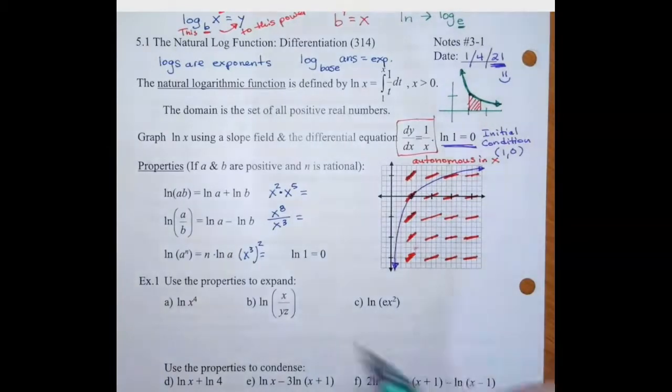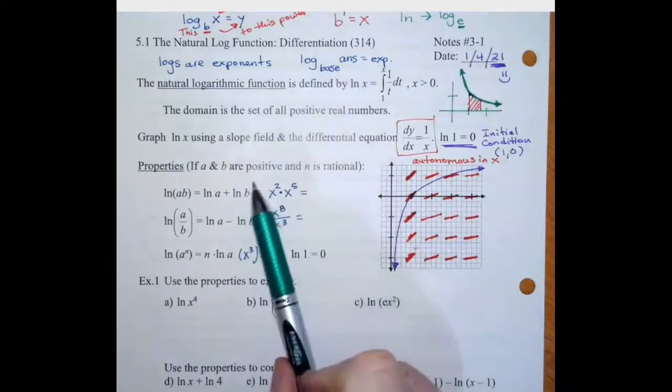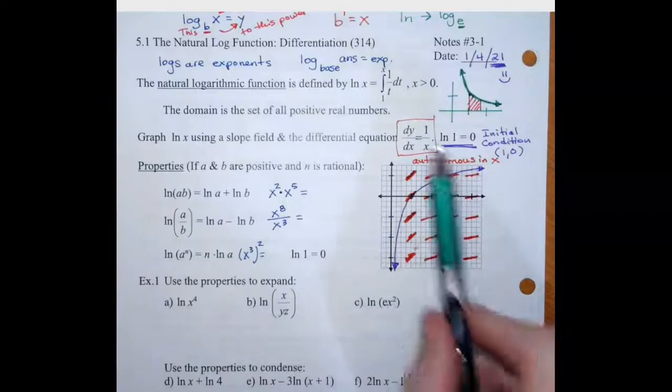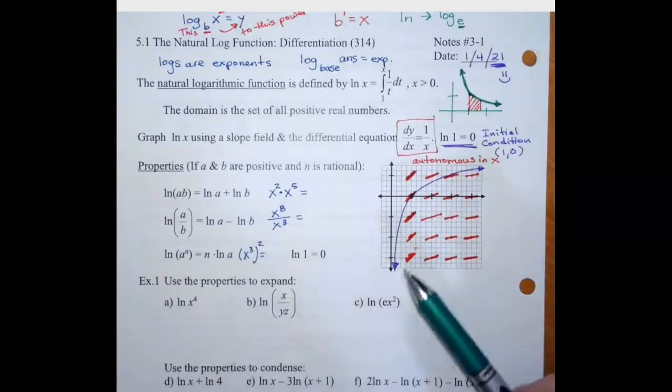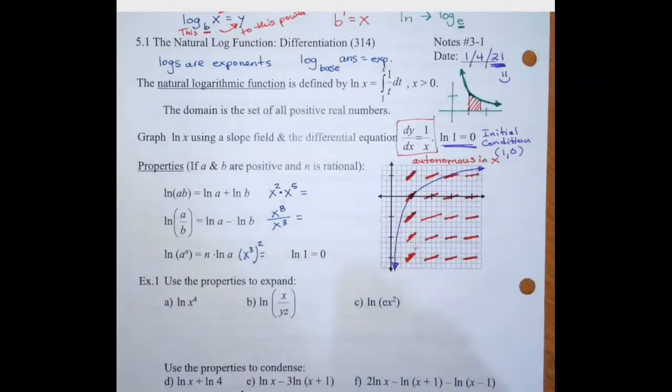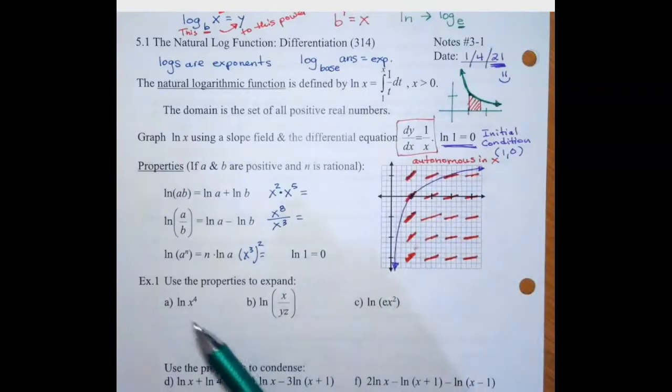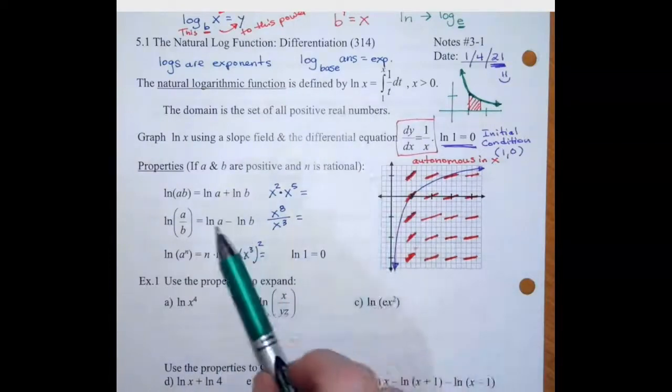Now, if we... and again, that's not that big of a deal. It's a nice little review of slope fields. It's showing us that the graph of the natural log fits into that slope field, with that being the derivative, where the derivative is equal to that.